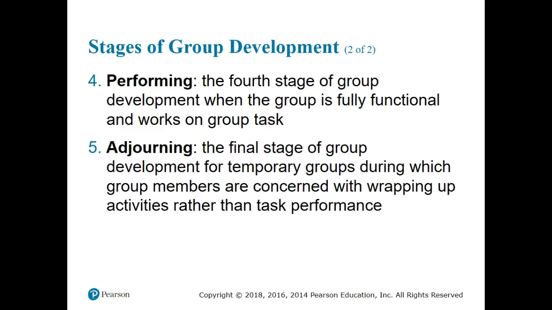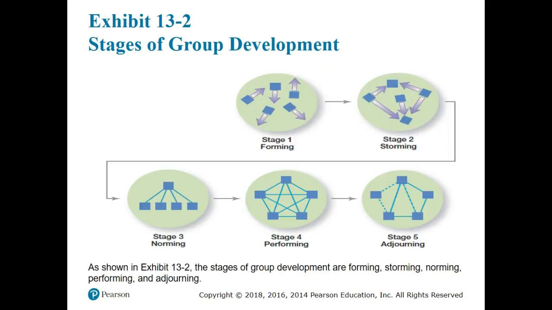So again, when it comes down to the performing, the group structure is in place and accepted by the group members, and those energies have moved from getting to know and understand each other to working on the group's task, whereas in the adjourning, the group's already focused on tasks and it's now transitioning to disbanding or moving on to what's next. So as shown in Exhibit 13-2, the stages of group development are forming, storming, norming, performing, and adjourning.